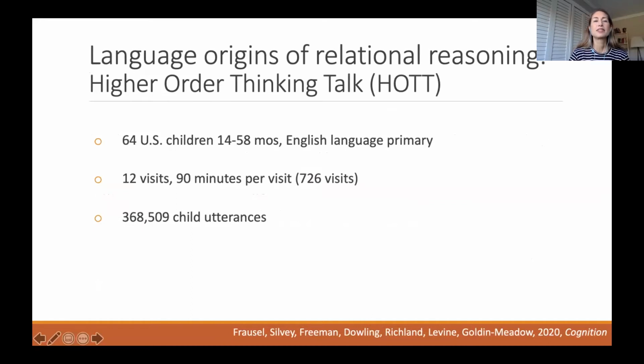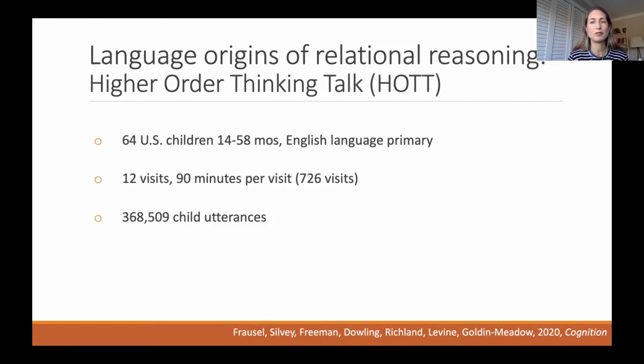Okay, so let's talk about the language origins of relational reasoning. And here I'm talking about another term, higher order thinking talk. So taking this notion of higher order thinking and really looking at spontaneous language and thinking about how kids are actually using their language. This was collaborative work with Susan Levine and Susan Goldin-Meadow, who developed a language database of children's everyday home environments.